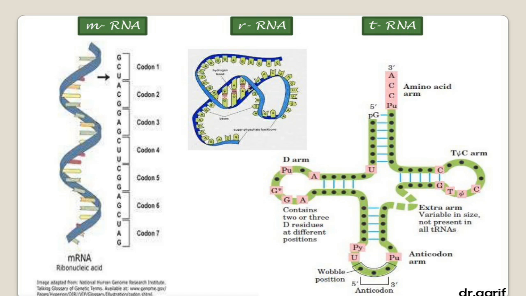Now see the different types of RNA. There are 3 types of RNA: messenger RNA, rRNA, that is ribosomal RNA, and tRNA, that is transfer RNA. All these 3 RNAs help in protein synthesis.